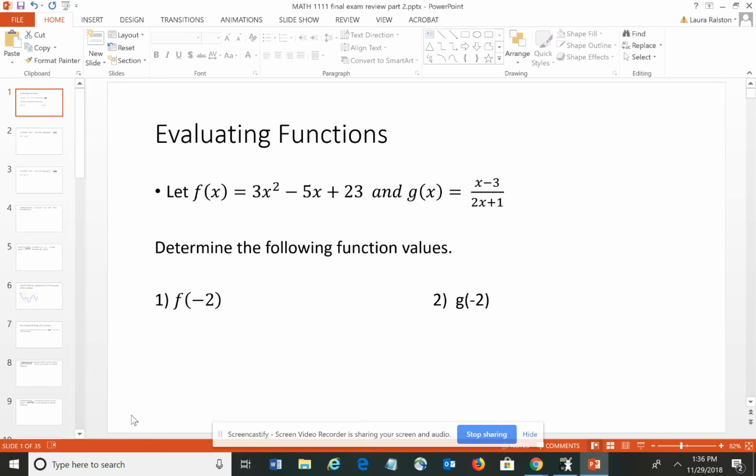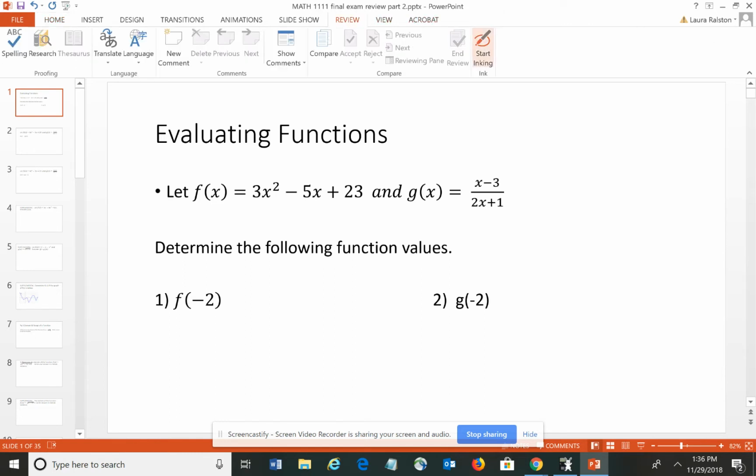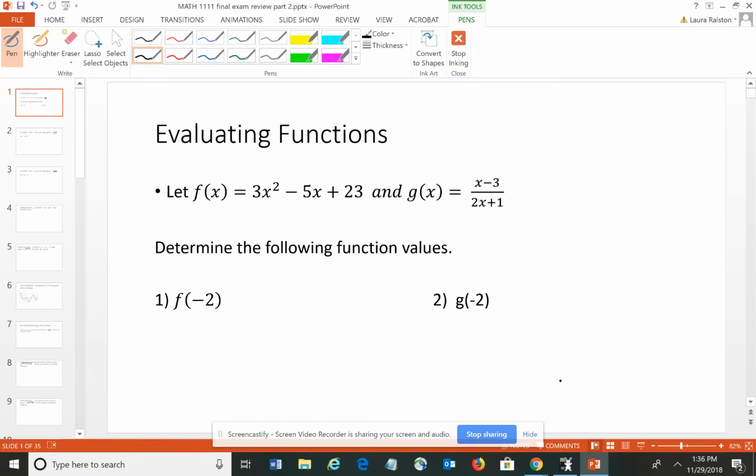You have to pay attention to whether you should plug into f or whether you should plug into g, and you perform the calculations. So if I'm doing question 1, it asks me to find f at negative 2. That means I'm going to substitute negative 2 in place of x in function f, so that I would have 3 times negative 2 squared minus 5 times negative 2 plus 23. Then we're going to do the math. You can use your calculator. Just be careful. Make sure you put it in there correctly.